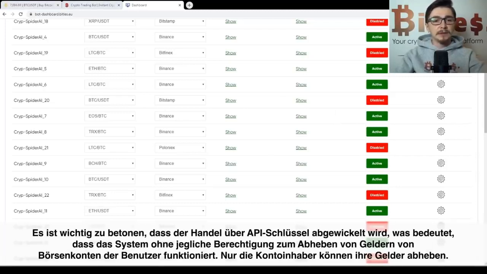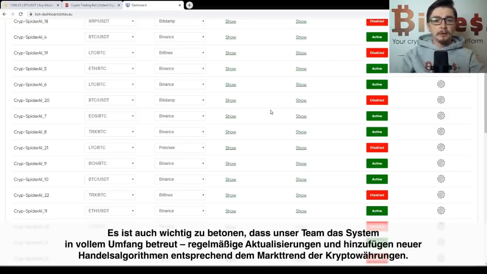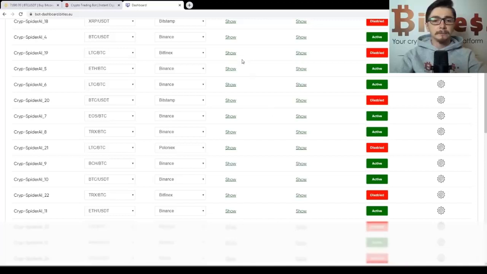So, it's important to emphasize that trading is conducted through API keys, and that means that the system works with no right for withdrawing funds from on-exchange accounts of users. Only the account owners can withdraw their funds. And also it's important to emphasize that our team provides full-scale support of the product, regular updating and adding new trading algorithms according to the cryptocurrency market movement direction.